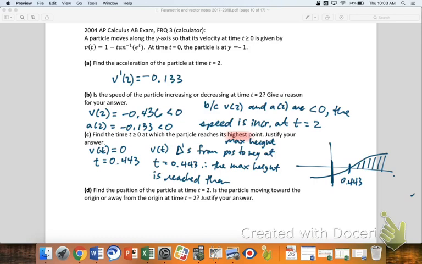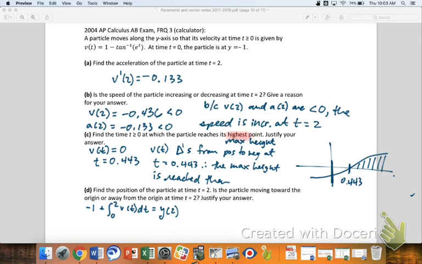Okay, and then part D says, find the position of the particle at time t equals 2. This is another fundamental theorem. And so I would say you could go with something like this: -1 plus the integral from 0 to 2 of v of t. Or, no, it's... You guys okay with this setup? Right, so it's starting position plus change in position gives you that final position, or the position at 2.